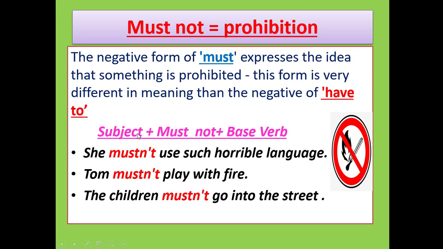Okay. So what's the form? Subject plus must not plus infinitive or base verb. Take this example. She mustn't use such a horrible language. So it's forbidden. Don't do this or you might be punished. Tom mustn't play with fire because it's very dangerous. The children mustn't go into the street.